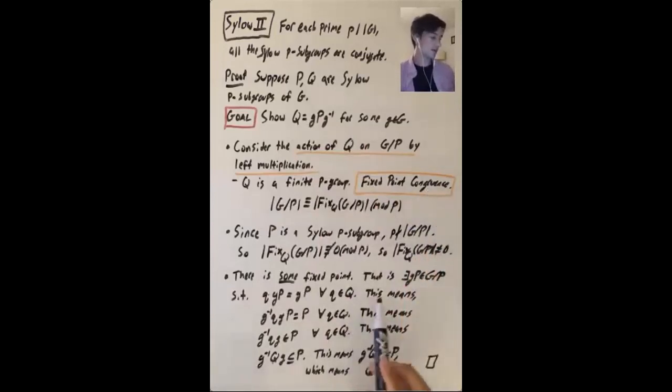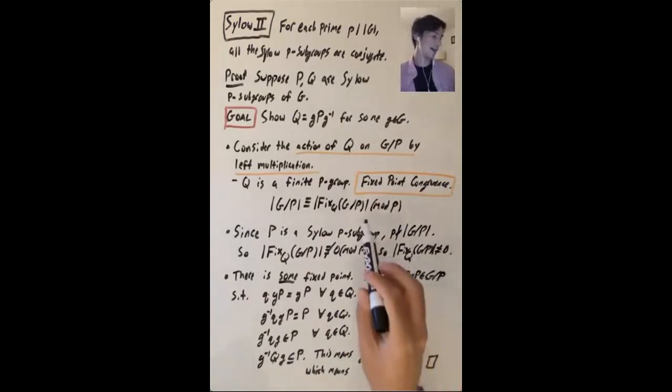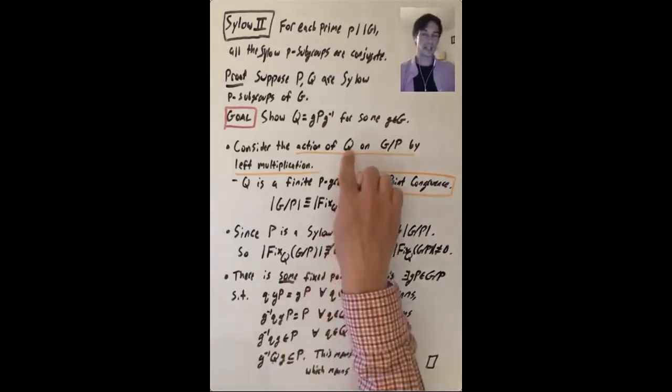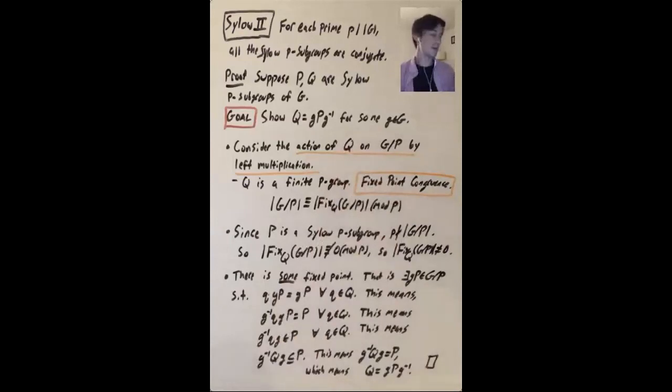Then it just comes down to the fixed point congruence telling you that there is one fixed point. That fixed point gives you a left coset of P in G that is kind of special. It's a fixed point for this action. When you write down what that means, you get exactly what you're looking for. So the most important thing in remembering how this argument goes is to remember what the action is that makes this work, and then remembering to apply the fixed point congruence.